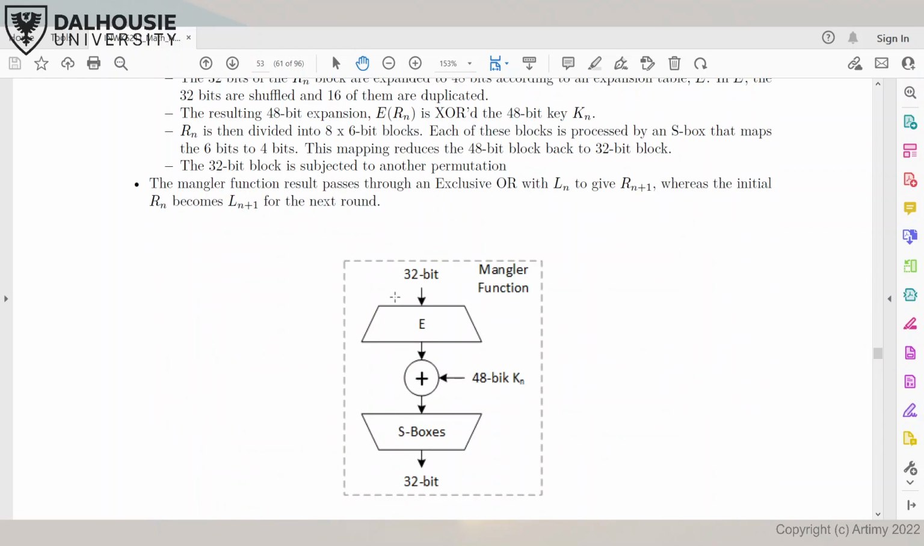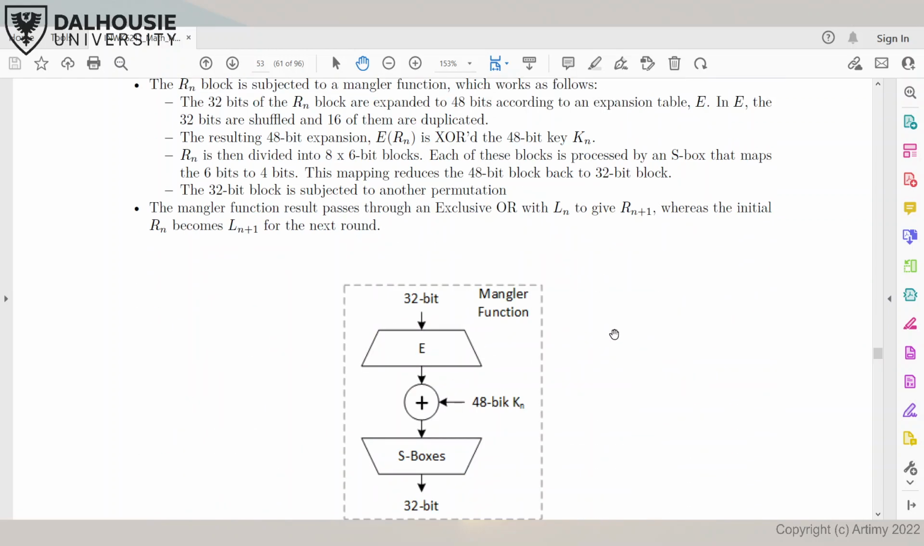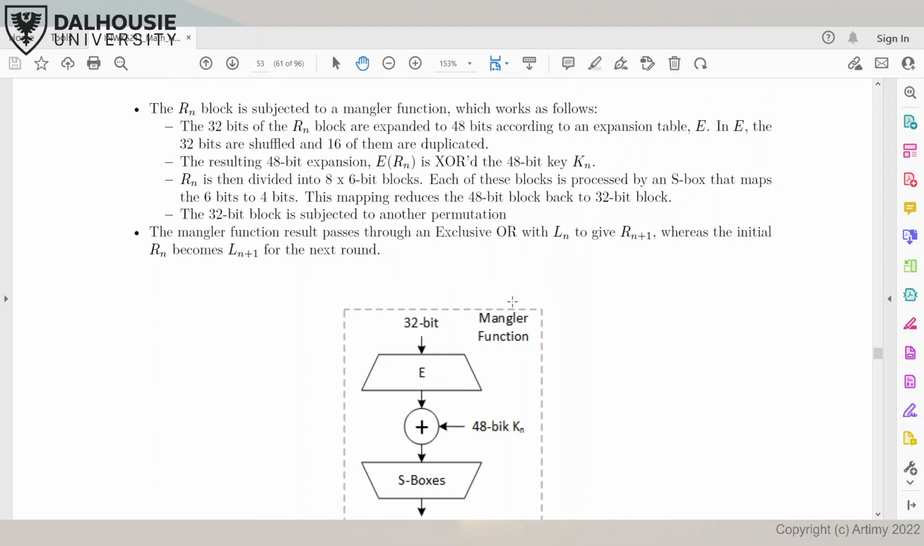So what is the Mangler function? The Mangler function takes 32-bit and passes this 32-bit into something called expansion, right? So it expands the 32-bit to become 48-bit. How does it expand? Well, we take the 32-bit, shuffle them, so they're not the same position as the input anymore. We shuffle them, and then we take 16 out of those 32 and duplicate them, right?